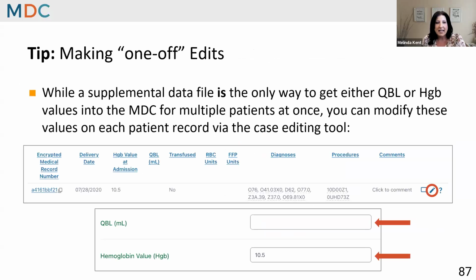So, making one-off edits. While a supplemental data file is the only way to get the QBL or hemoglobin values into the MDC for multiple patients at one time, you can modify these values for one patient, two patients via the case editing tool. The picture is here. You would click on the pencil, and then you would be able to go in and edit those specific ones.